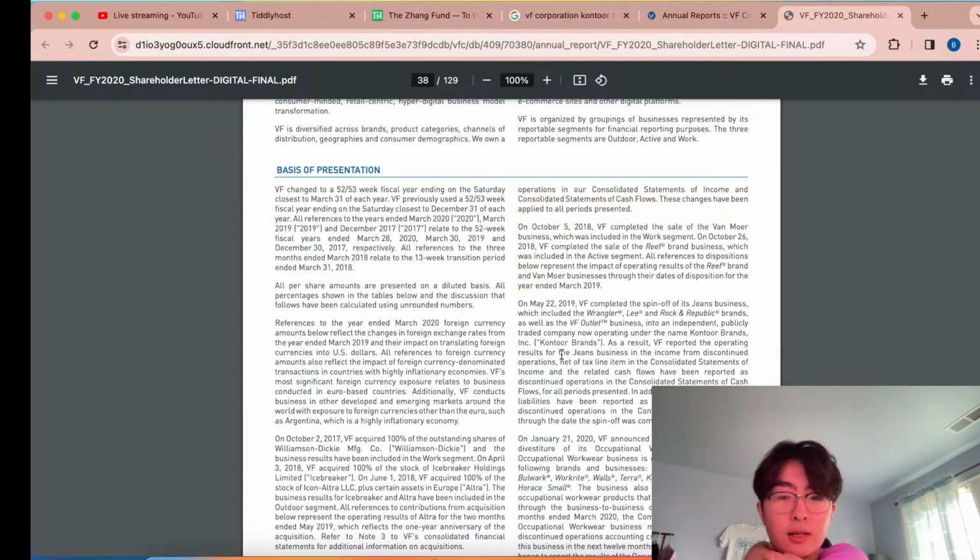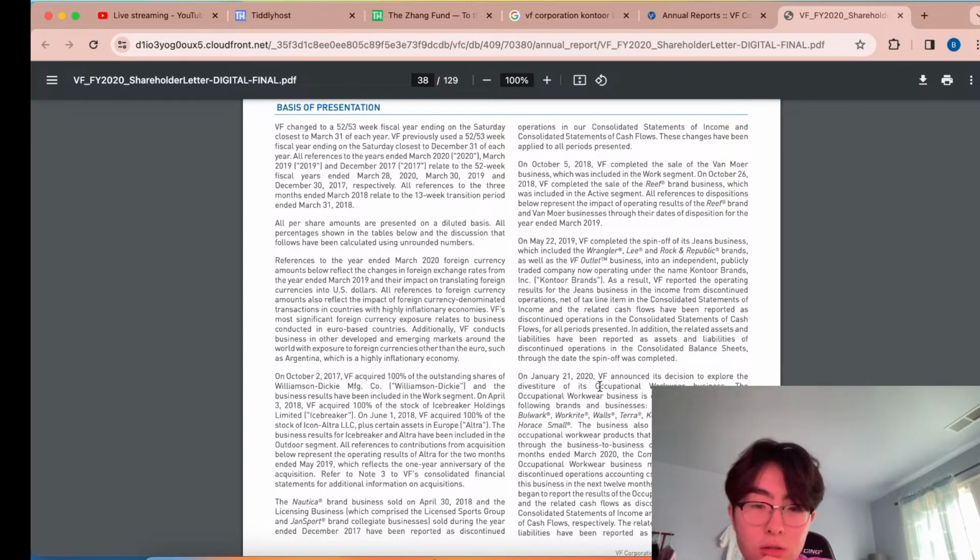Net of tax line item. Income from discontinued operations, net of tax line items. The related cash flows reported as discontinued operations. It's the export of divestitures.